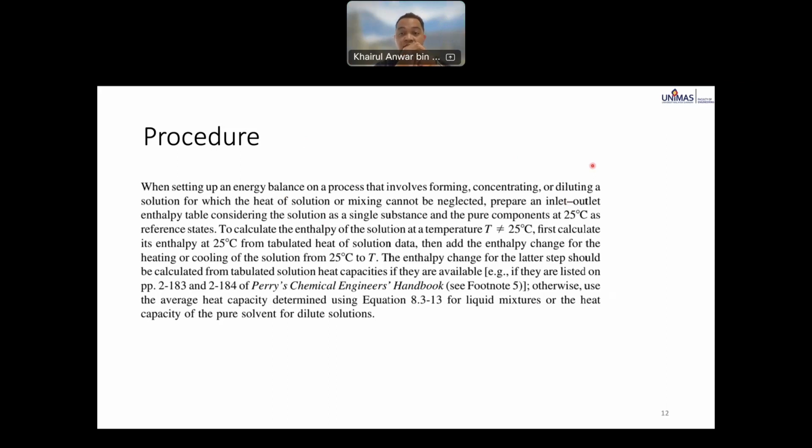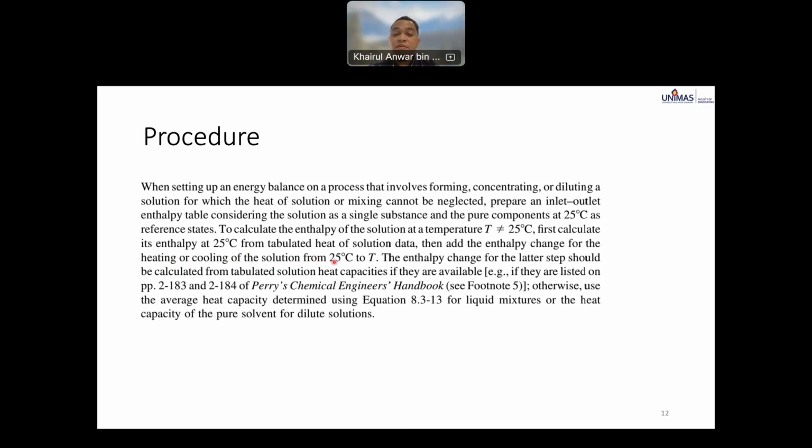The pure component at 25 degrees C is the reference state. To calculate the enthalpy of the solution at a temperature T not equal to 25 degrees C, first calculate its enthalpy at 25 degrees C from tabulated heat of solution data, which you refer to Table B.11, and then add the enthalpy change for the heating or cooling of the solution from 25 degrees C to T.